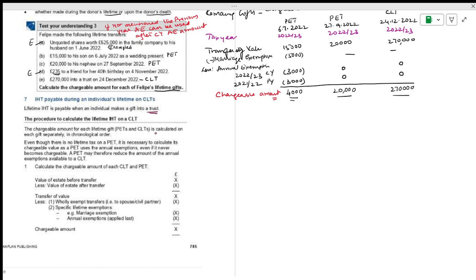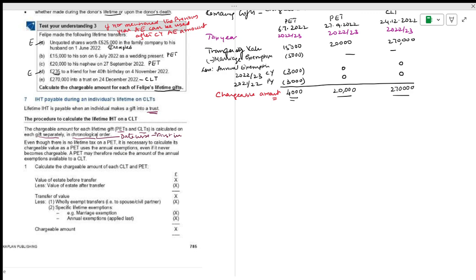The chargeable amount for each lifetime gift, potential exempt transfer or CLT, is calculated on each gift separately, in chronological order. Chronological order means date wise, first in first basis. Date wise, which means you should not jump in between.